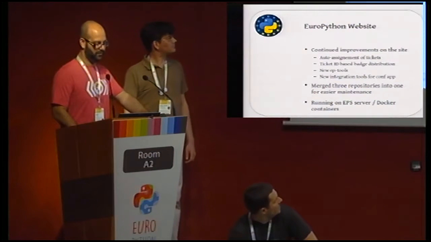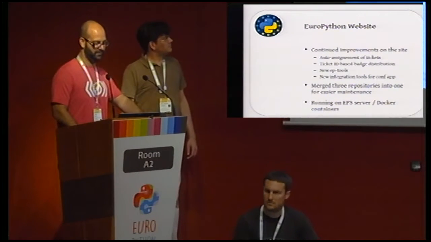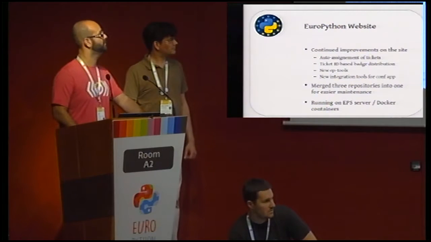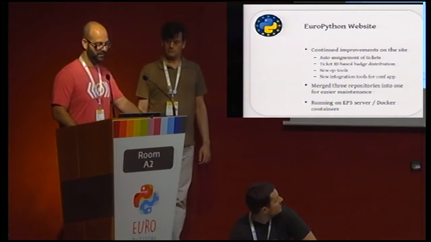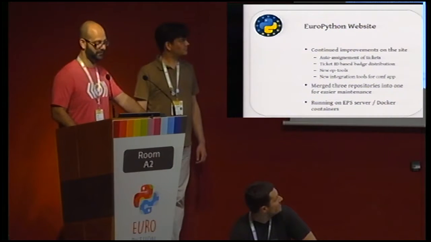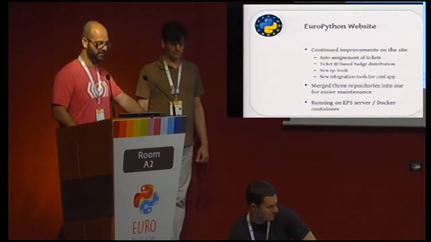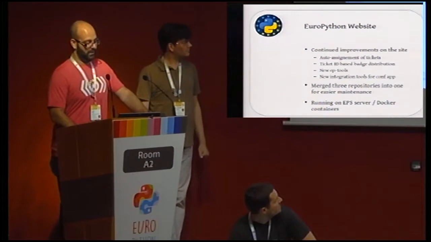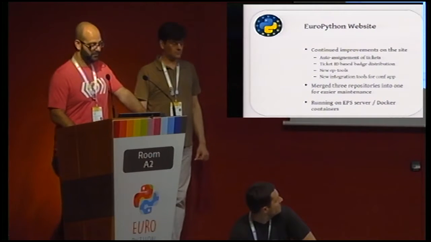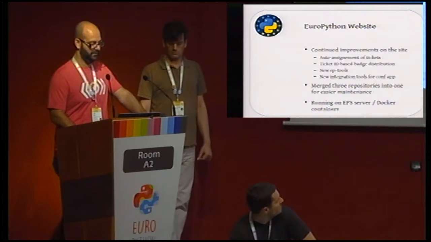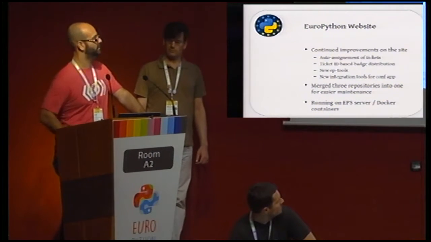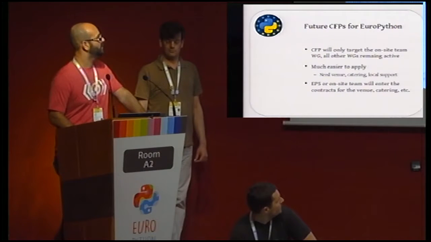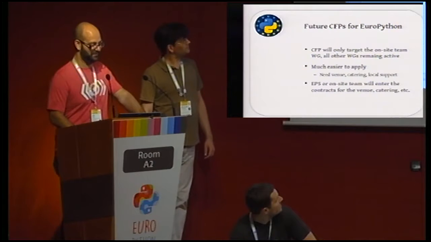As we mentioned before, we had quite a few continued improvements to the website. The auto assignment of tickets was a big deal, but also the ID, also to help with the registration desk. We made a lot of new internal tools on the website to help with the administration and managing the accounts, and also the integration with the conference app. We had three repos that we merged into one, which is far easier to maintain. We are running now on the EPS server using Docker containers. As far as I know, that's working well. Otherwise, we'll notice on the website.